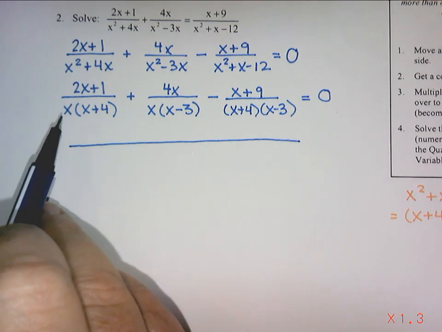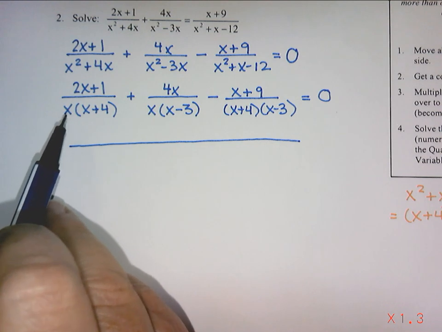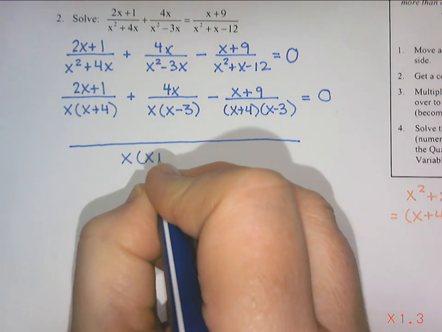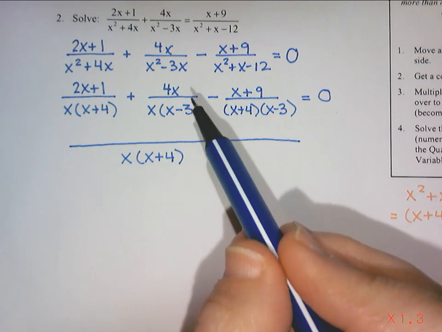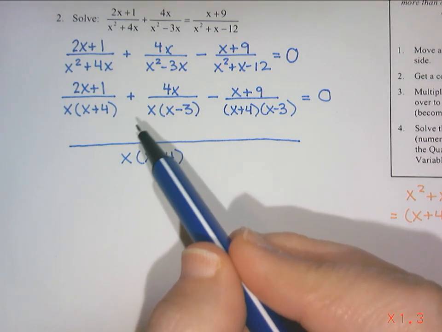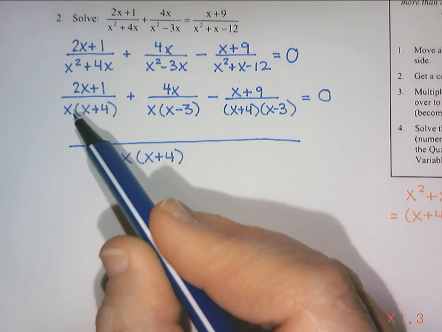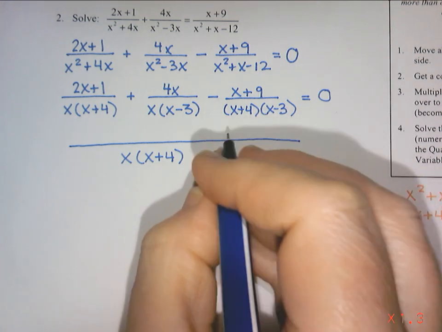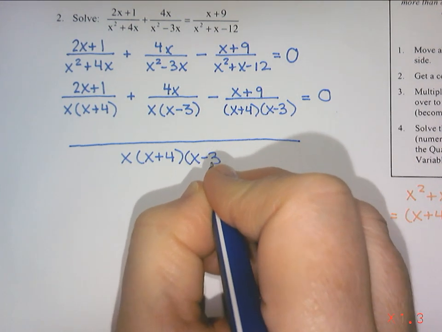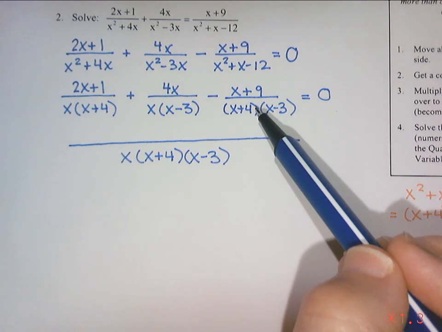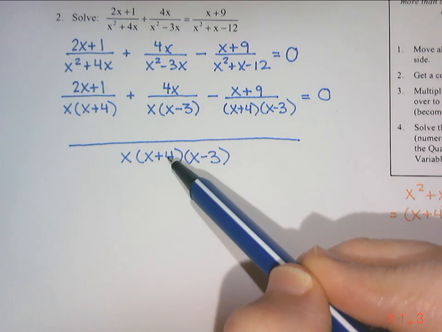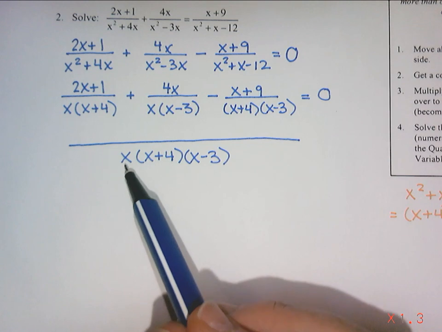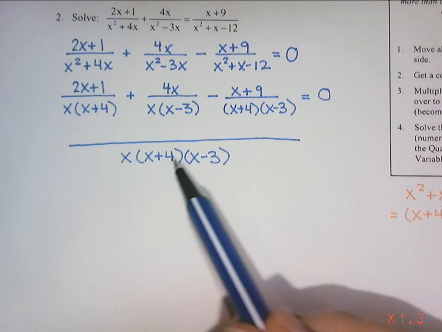So for the first denominator, it needs to have an x, and it needs to have an x plus 4. If I look at the second fraction, it needs to have an x, which I already have, right? Because we needed one for that first fraction, but it also needs an x minus 3, which we don't have yet. So we need an x minus 3. If I look at my third fraction, it needs an x plus 4, which we have, and an x minus 3, which we have. So our common denominator is going to be x times x plus 4 times x minus 3.